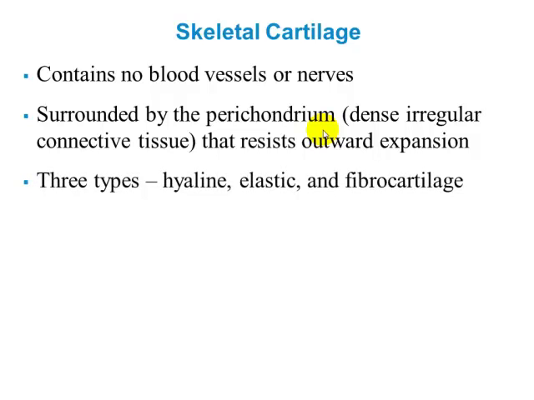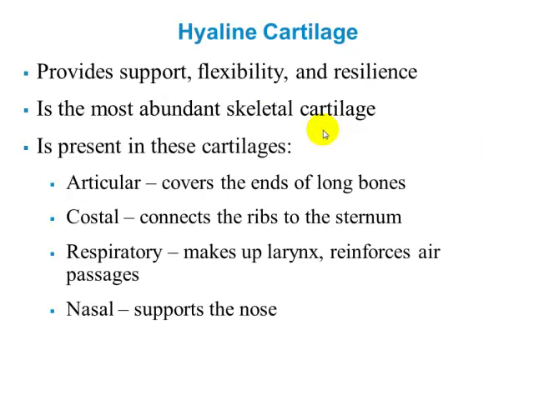Now, the three types of cartilage we looked at briefly in Chapter 4: we have hyaline cartilage, that's going to be the tip of your nose, elastic cartilage, top of your ear, and fibrocartilage would be in the intervertebral discs. So let's spend a little bit of time talking about the hyaline cartilage. This is a fairly strong cartilage. It provides support, flexibility, and resilience. It's also the most abundant of the cartilages, so most of the skeletal cartilage is hyaline cartilage.